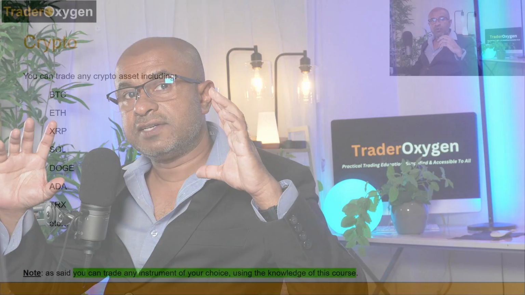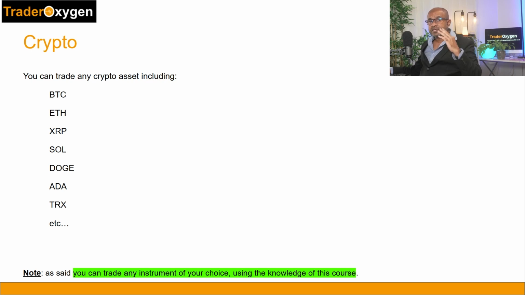Okay, let's see what's next. So what crypto assets can you trade? You can trade any crypto asset including Bitcoin, Ethereum, XRP, Sol, Doge, ADA, TRX or any other coin using the knowledge you gain in this course, because the price action concepts we teach in this course can be used to trade any instrument of your choice.